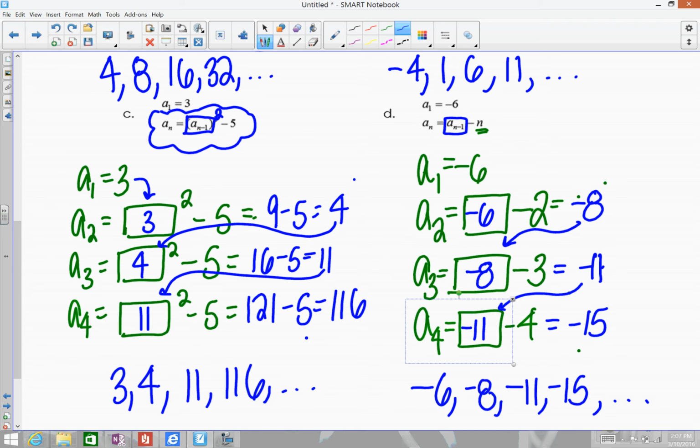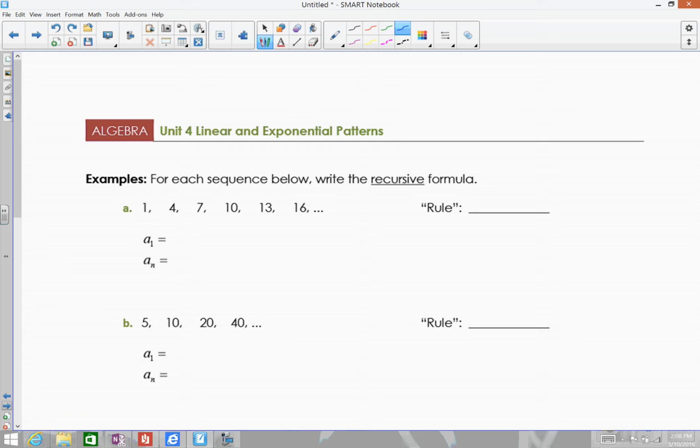But notice, again, with recursive, you always had to know the previous term. So let's look at the next page. And for this one, we're doing the opposite. They're giving us the sequence. Now we want to come up with the recursive equation. So the first thing you always want to do is figure out what the rule, what the pattern is, because that's really what a recursive formula is. It's how you go from one term to the next term.